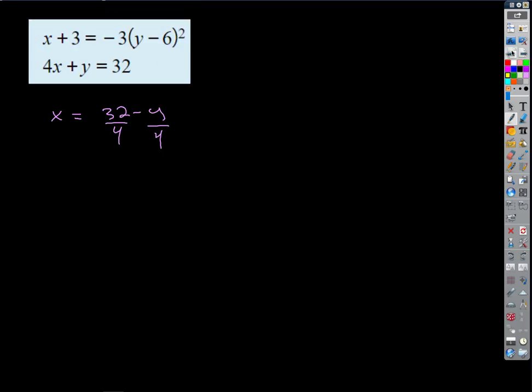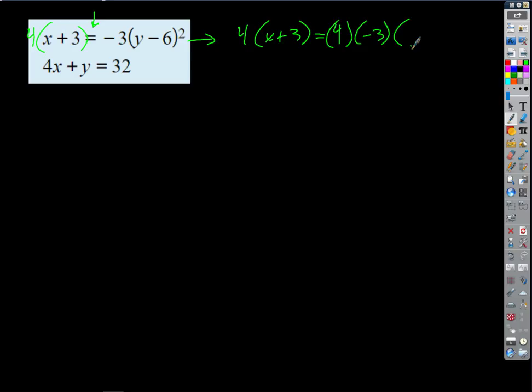Instead of substituting for x in the top equation, anybody see a trick here? What can we do? Multiply by 4, very good, right? We could multiply through the top one by 4. It's an equation, so I have to treat both sides equally. Here, I'm just going to write this out. So if we multiply both sides by 4, that's all I did, right? I multiplied the left side by 4 and the right side by 4.